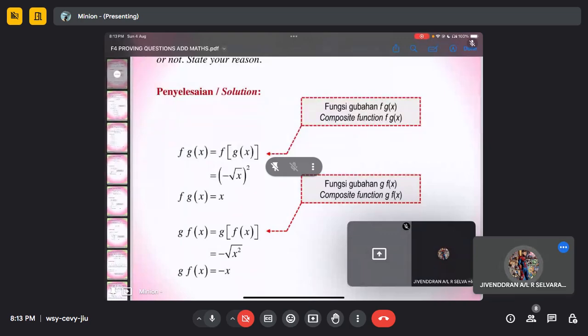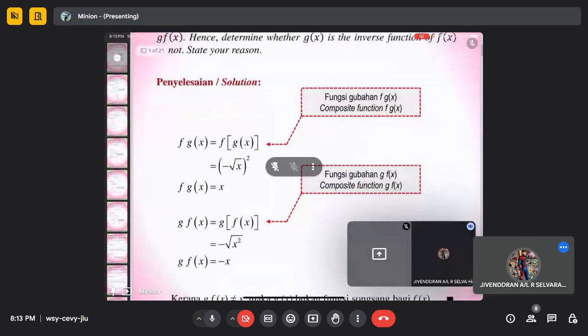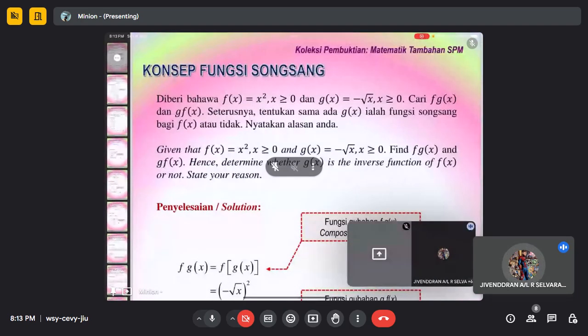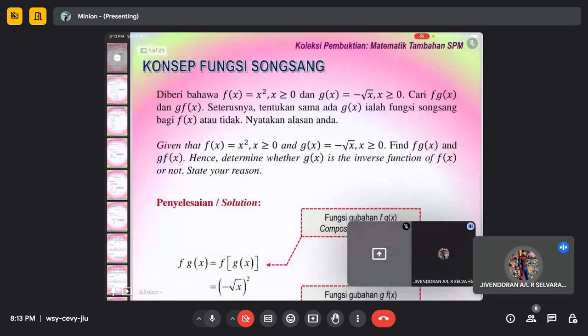Pritika, can you show the question and answer to solution together? Okay, so the question is saying that given that f(x) equals x squared, x is more than or equal to 0, and g(x) equals negative square root x, where x is more than or equals to 0. Find f(g(x)) and g(f(x)), hence determine whether g(x) is the inverse function of f(x) or not. State your reason. So you have to prove whether it's an inverse function or not.